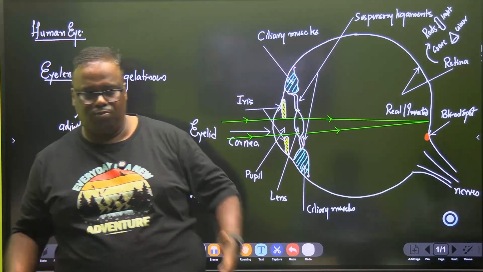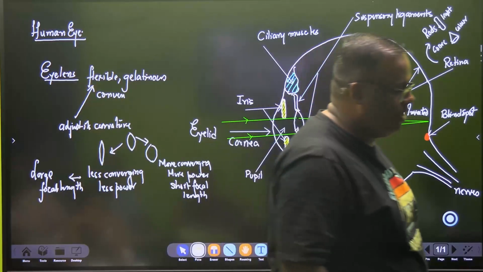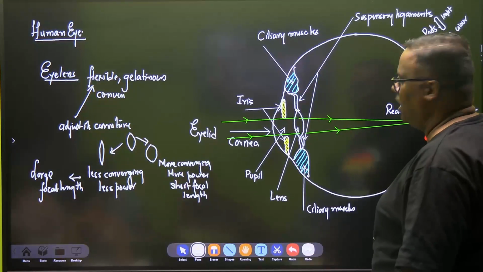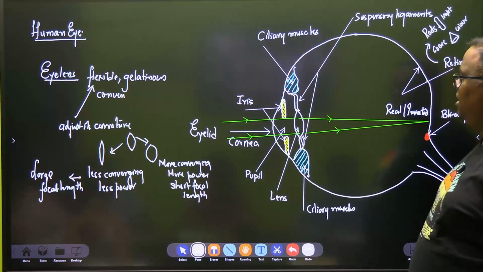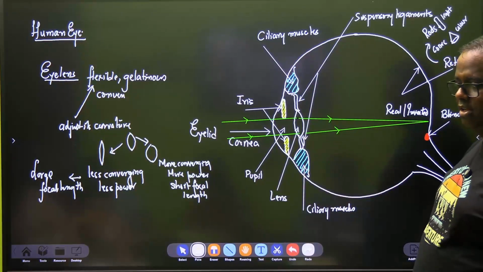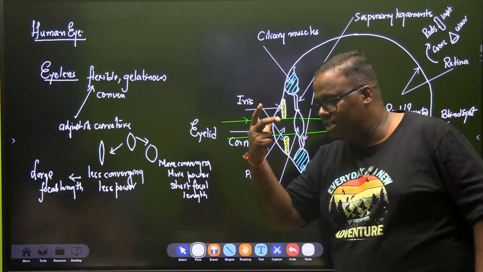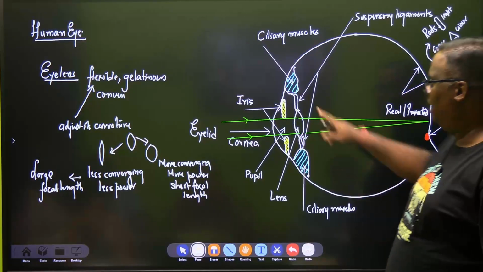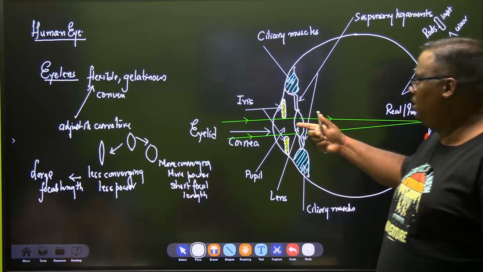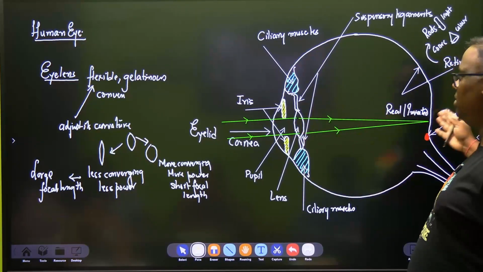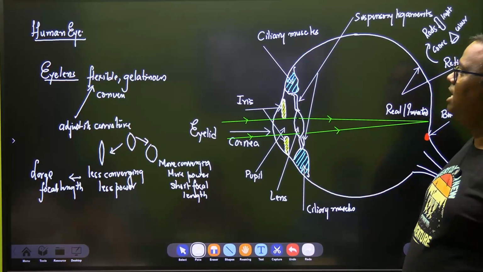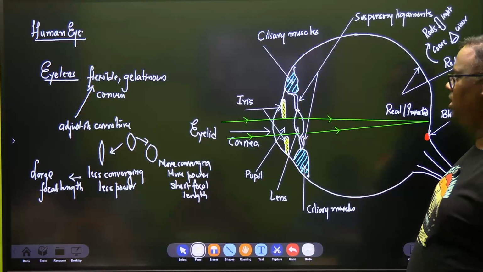But from the perspective of physics, all we will be interested in is that the retina behaves like the screen, or it is like the film of a camera, understood? And the lens is like the lens of a camera. The eyelids are like the lens cover of a camera. The cornea is like the filter of a camera. The iris is like the shutter. The pupil is like the aperture, and rays go inside. This much is what we need to study about eyes in terms of a holistic cover.